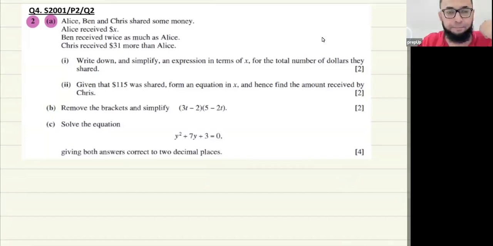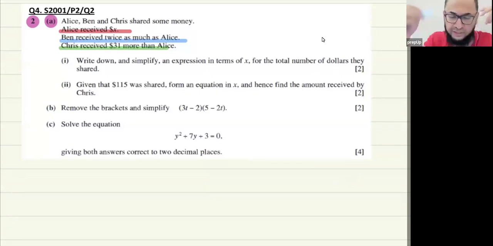Now it says there are 3 people, Ellis, Ben and Chris, and they shared some money. First of all, there is Ellis. Ellis received X dollars. Next person, Ben received twice as much as Ellis. And then the third person, Chris, received $31 more than Ellis. So it's all with respect to Ellis's amount.